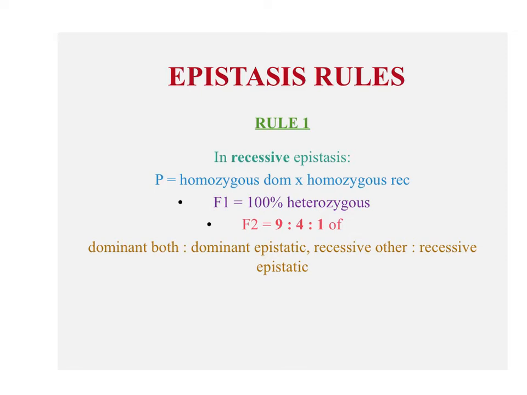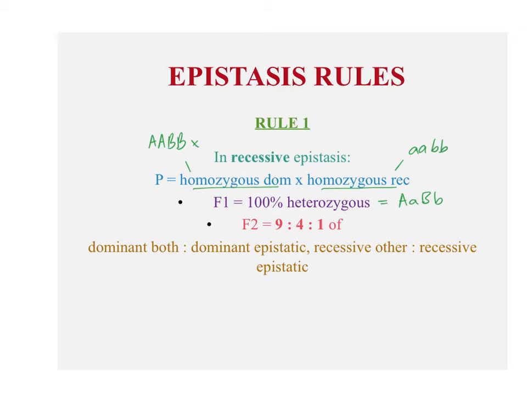So this is the first rule. In recessive epistasis, the idea is that two recessive epistatic alleles, so two little b's in this example, come from a parental cross of a homozygous dominant with a homozygous recessive parent. In this case we did big A, big B, times little a, little b. That gives an F1 offspring, the first group of offspring, that are 100% heterozygous, or in this case, big A, little a, big B, little b.